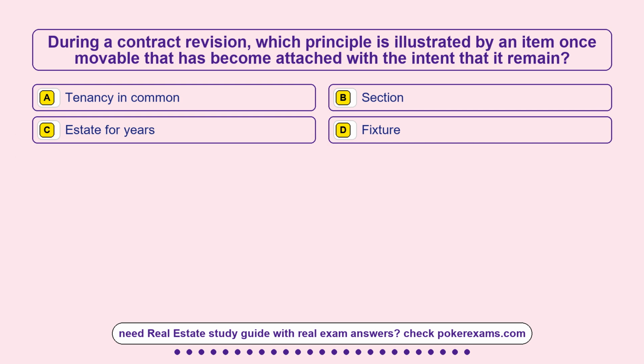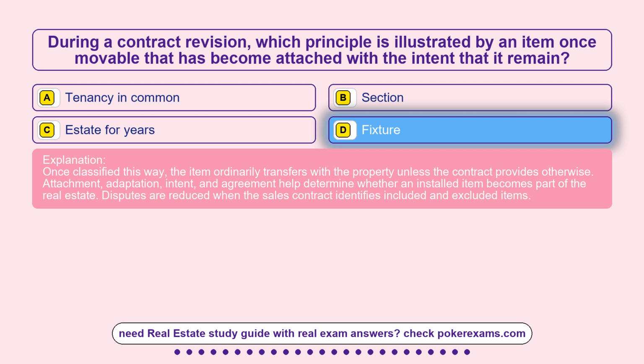Question 10. During a contract revision, which principle is illustrated by an item once movable that has become attached with the intent that it remain? Option A, a tenancy in common. Option B, section. Option C, estate for years. Option D, fixture. The correct answer is option D, fixture.